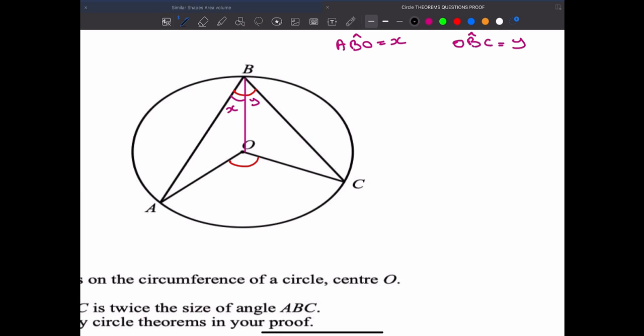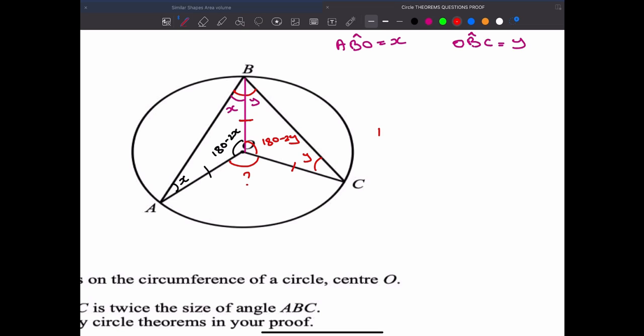You know that this is your radius, that's your radius, so it's an isosceles triangle. If that is x, that is x. This will be 180 minus 2x, because total angle in a triangle is 180. Sorry, start again. That is a radius, that's the radius, so isosceles triangle. If that's y, that's also y, and this angle will be 180 minus 2y.